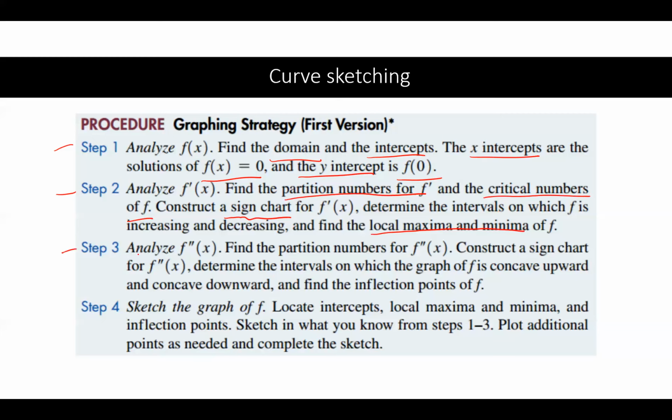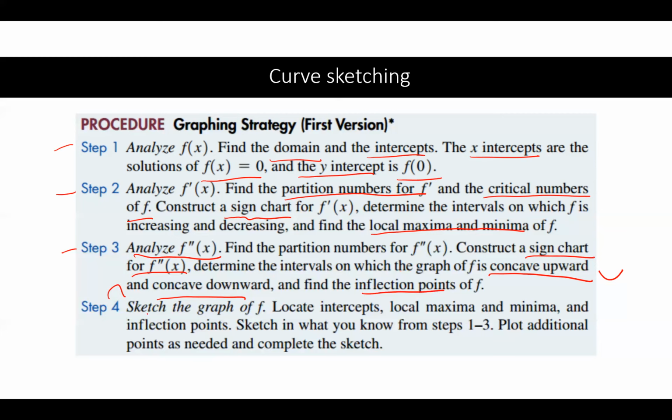Now we continue to analyze the second derivative of the function. Again, a similar procedure. We construct a sign chart for the second derivative, f double prime, to determine the intervals on which the graph is concave upwards or concave downwards. This is the property determined by the second derivative. And then this will give us the inflection points, where the second derivative is equal to 0.